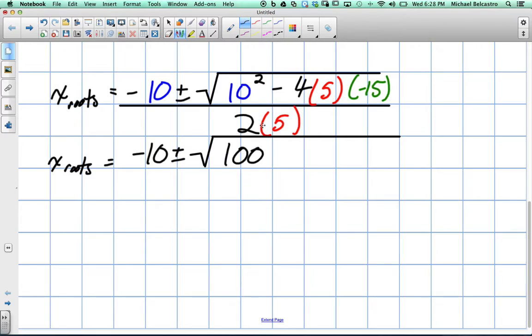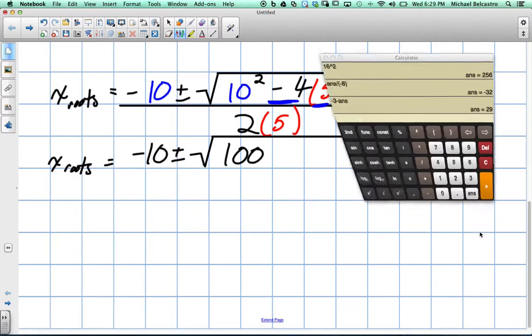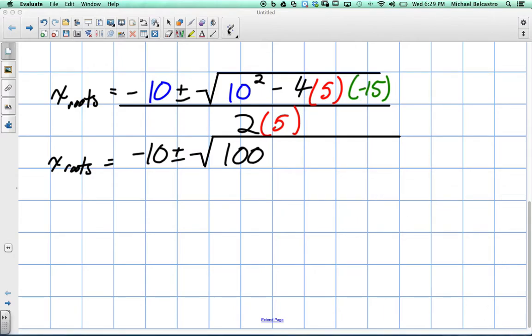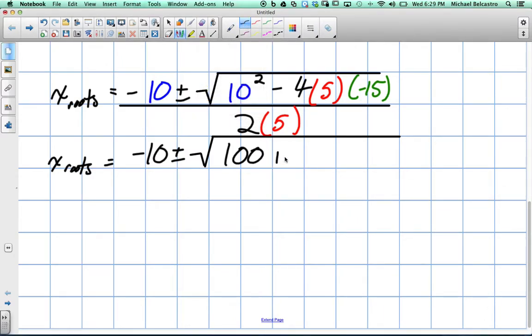Okay. Now, the second part can be a little confusing. I want you on your calculator to follow along. Think of this like negative 4 times 5 times negative 15. Okay? And we're going to plug that all in. So negative 4 times 5 times negative 15, and we get 300. Okay? And not only do we get 300, it's a positive value. So we actually write in plus 300 here, because it's positive. So we've evaluated that part.